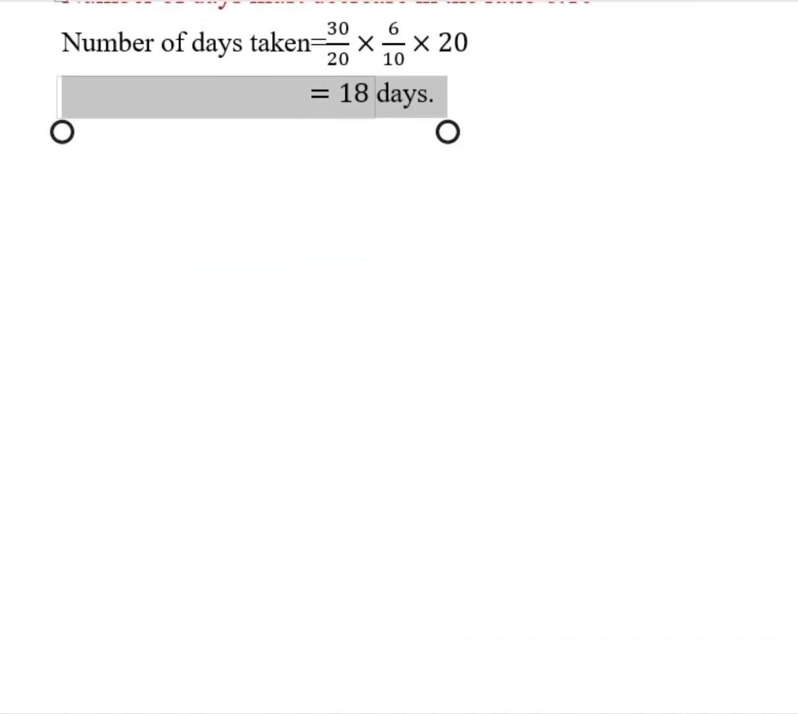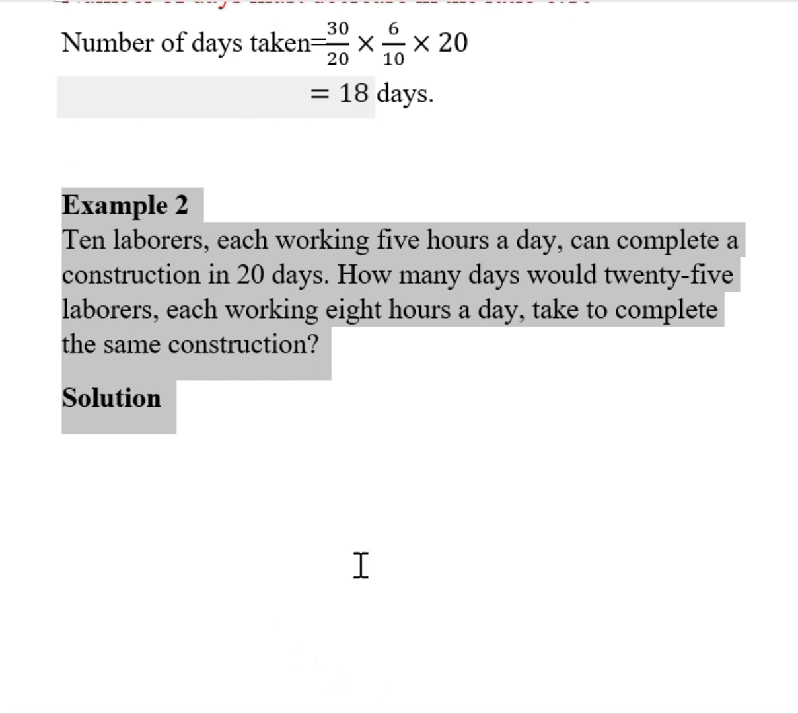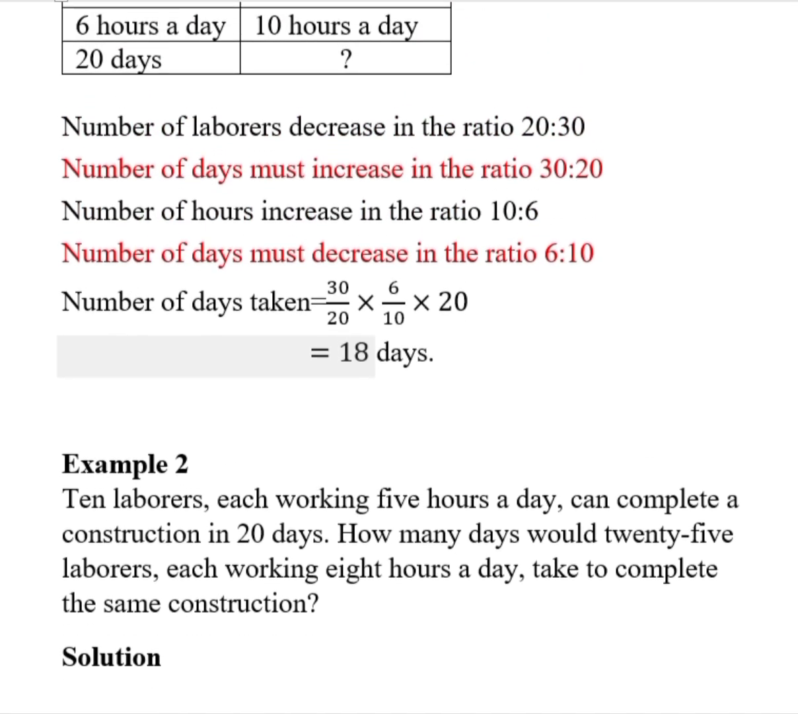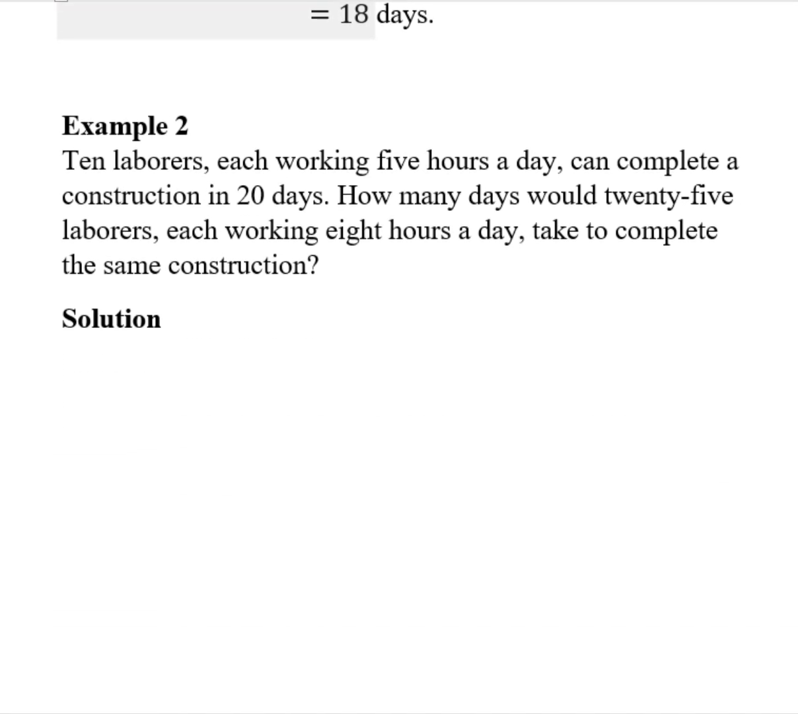Now, second question, 10 laborers, each working 5 hours a day, can complete a construction in 20 days. How many days would 25 laborers, each working 8 hours a day, take to complete the same construction? You realize the question is almost similar, but the figures have changed and therefore the working needs to change.